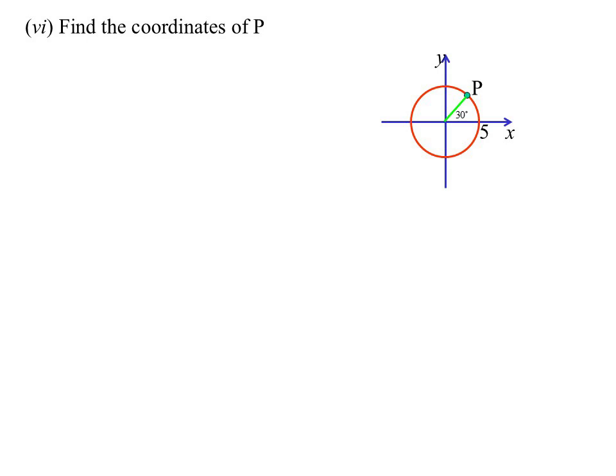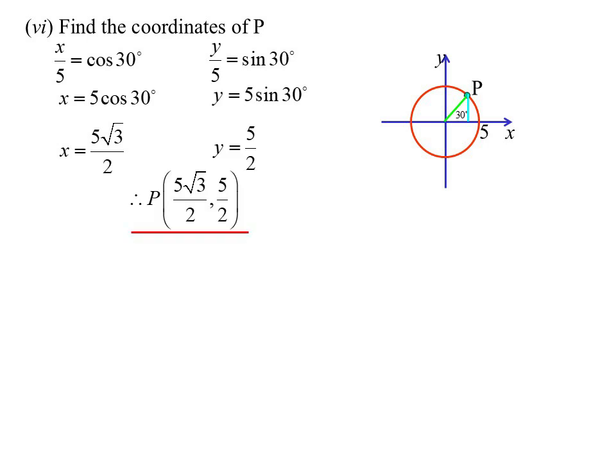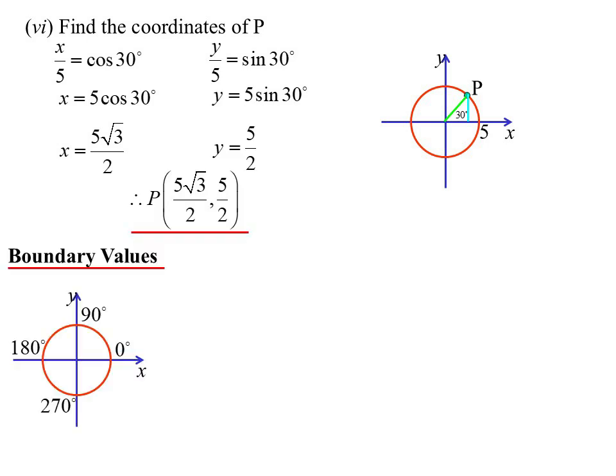Here's a question then. So there's the point P, it's sitting on our circle. This time the radius is 5. We want to find coordinates for that point. Now, I can create a right angle triangle there, and I can very easily use trig to work out 5 times cos 30, that's 5 root 3 on 2, and the y value would be 5 on 2. There's my coordinates. But what happens at the boundaries, the points that aren't actually in one of the quadrants, on the boundary of the quadrant?